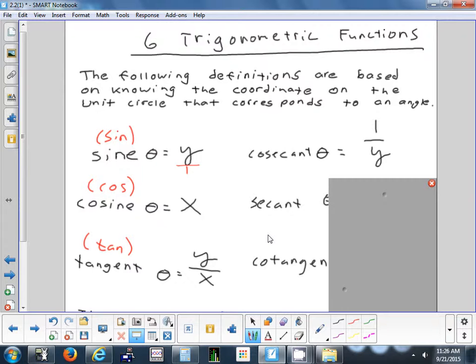Jake, using kind of the same idea, what do you think your secant is? 1 over x. Yeah, it's 1 over x. Okay, and Dakota, what about the last one? If you flip y over x, you get x over y.